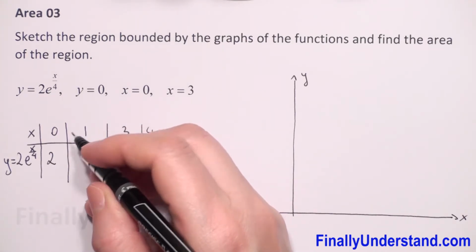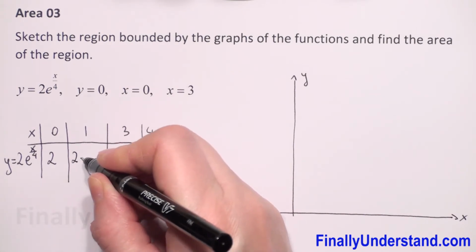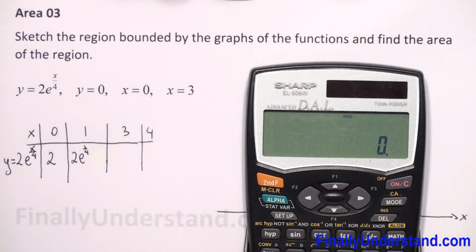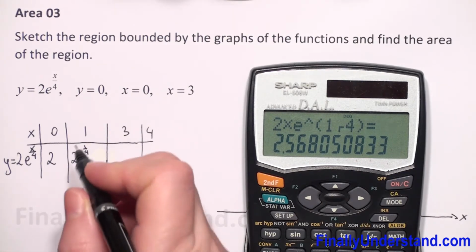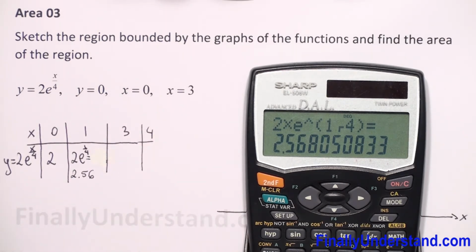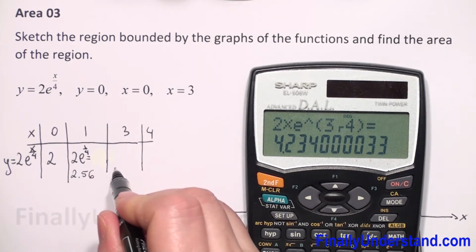Now we have to plug in 1, so it will be 2 times e to power 1 over 4. We can use a calculator. This is equal to 2.56 approximately. Next, we have to plug in 3, so it will be 2 times e to power 3 over 4. This is 4.23 approximately.